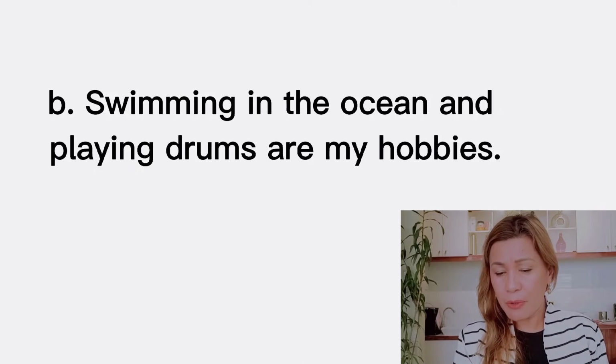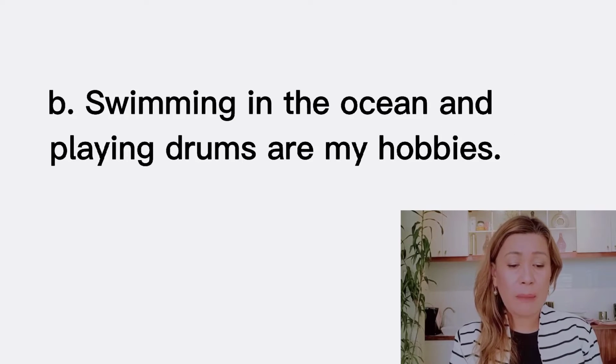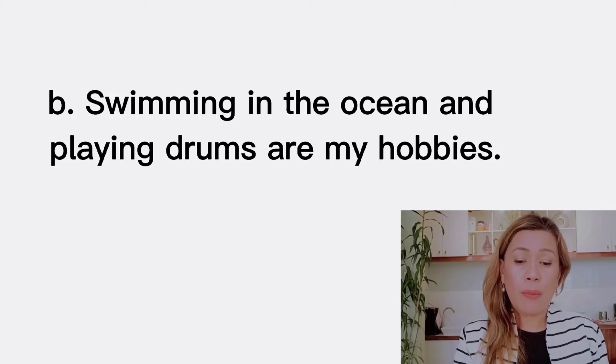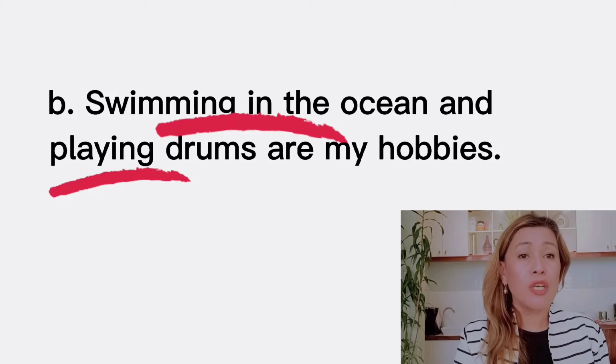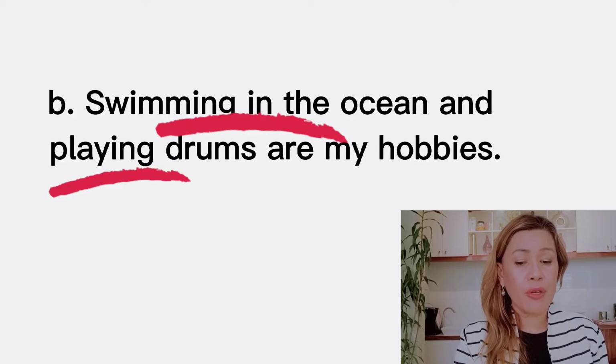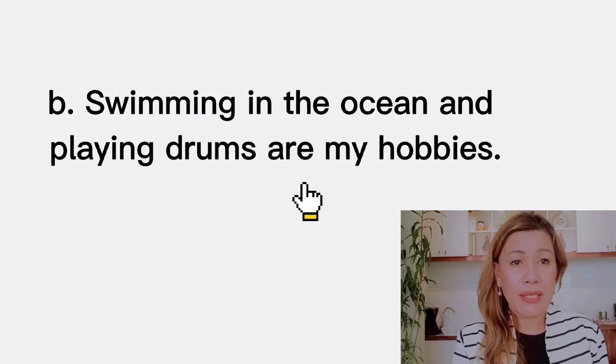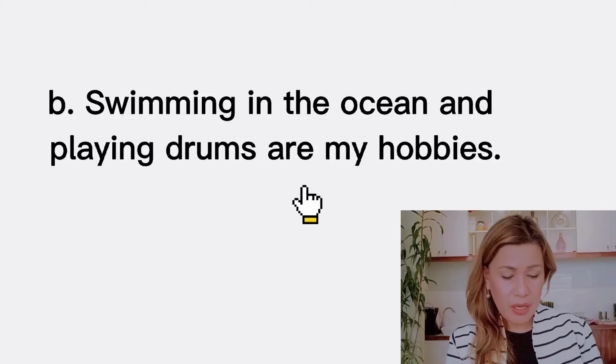Take example 2. Swimming in the ocean and playing drums are my hobbies. Here, you have two gerunds, swimming in the ocean and playing drums. So you have two subjects, therefore your verb should be plural. And so are here makes sense. This is our verb.